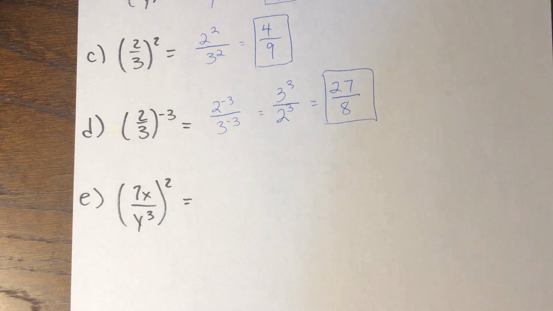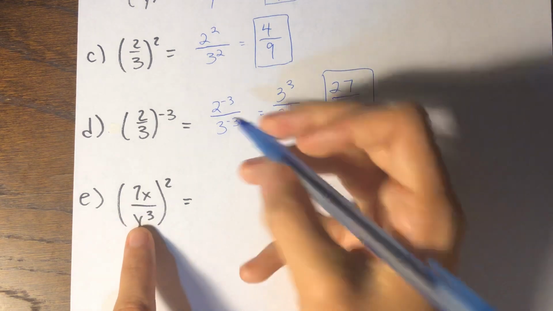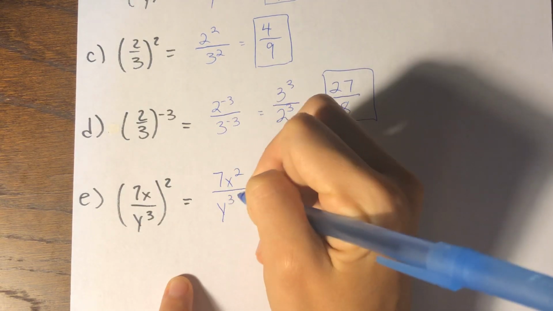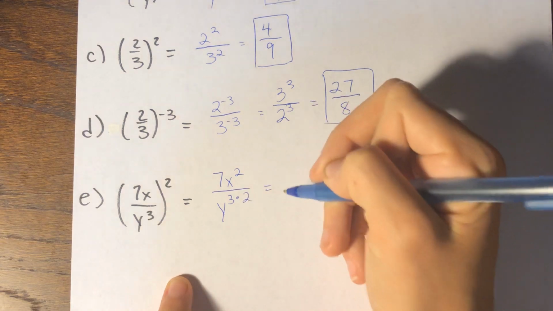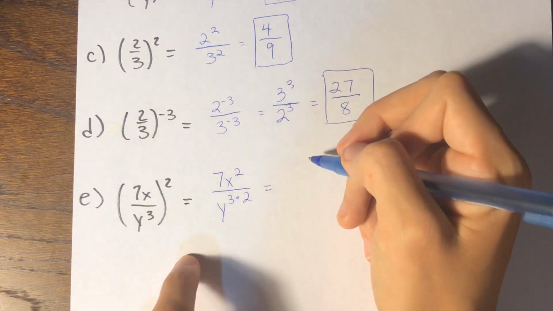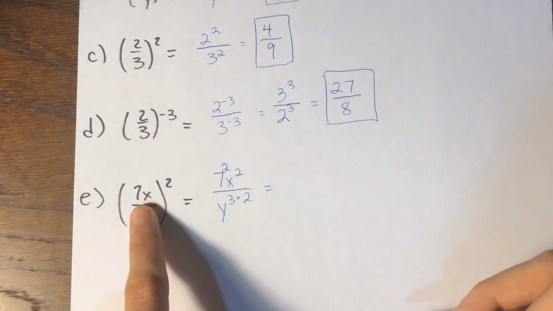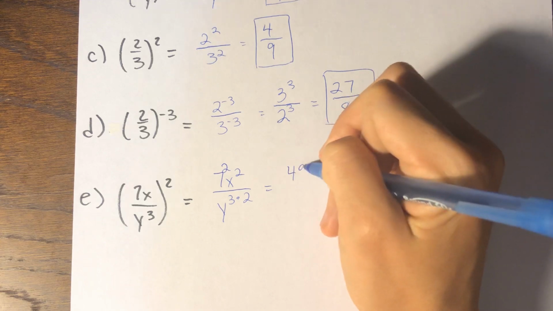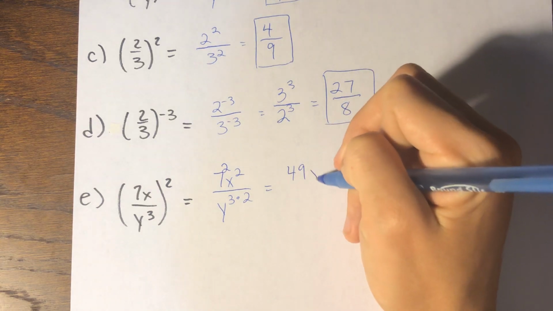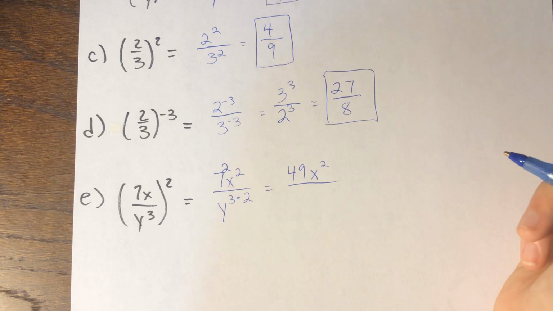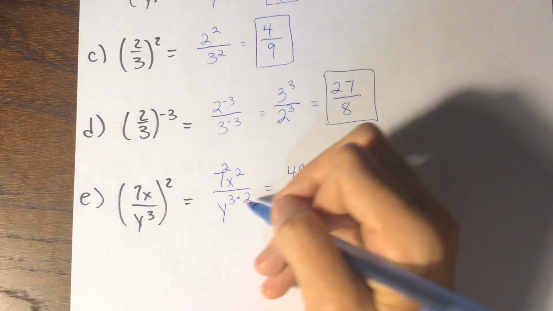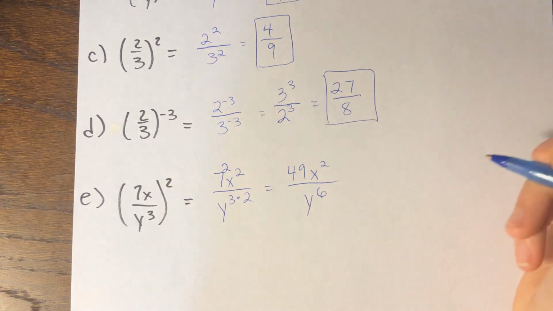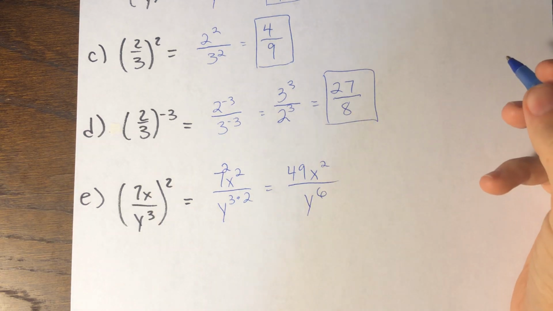Just like that. Okay? The next one I have 7x squared over y to the 3rd, all to the power 2. Oh, and I forgot, you square that as well. So 7 squared times x squared. Okay? So 7 squared is 49. And then we have x squared. So that's simplified up top. And now on the bottom, I have y to the power 3 times 2, so y to the 6. So I get 49x squared over y to the 6th power.